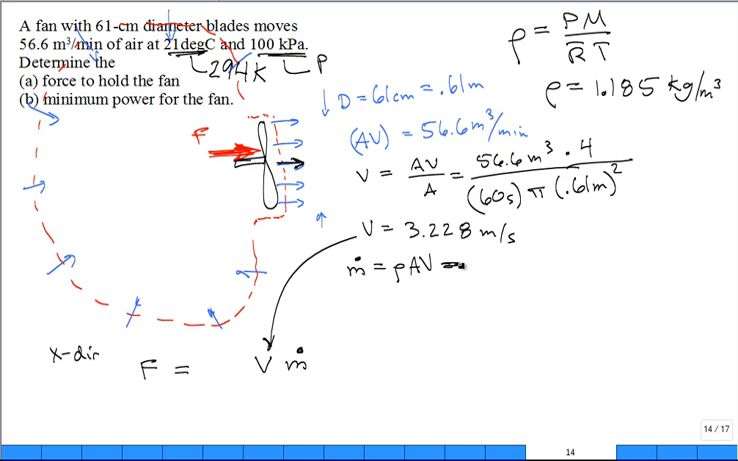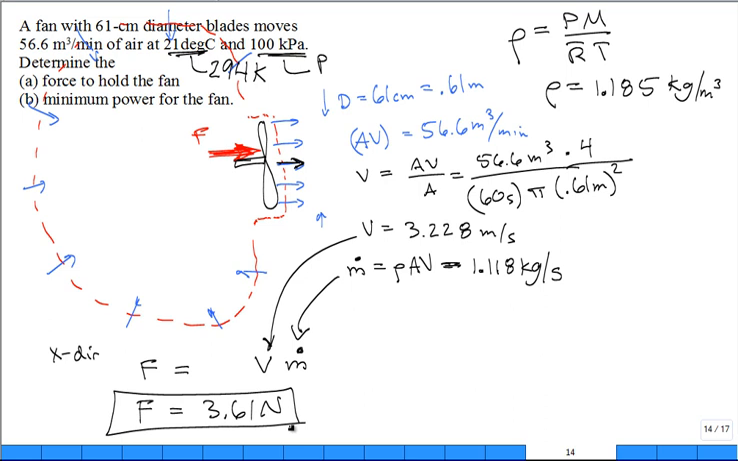So then you can calculate the mass flow rate to be 1.118 kilograms per second. Stick that in there, and we calculate the force to be around 3.61 newtons. So that's the force needed to hold the fan. Which direction is it acting? It's pushing forward, because the fan is going to be pushing back on the support structure. Make sense? All right. Yes, sir.